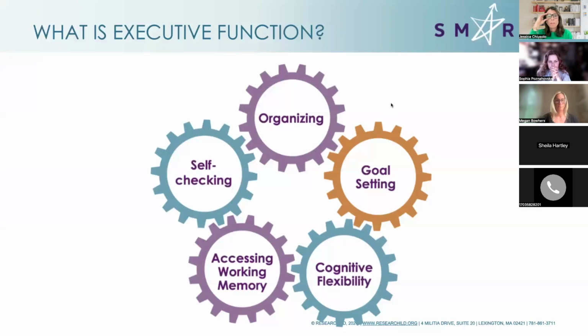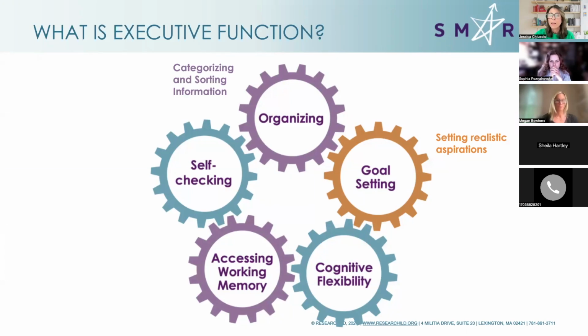So our executive function paradigm at SMARTS is based around these five cogs, right? A lot of times when we think of executive function, we think of organization. That's the number one thought that tends to come to educators' minds, and it's true. Organization of materials and information is definitely an area that we focus on. We also spend a lot of time with goal setting with students.